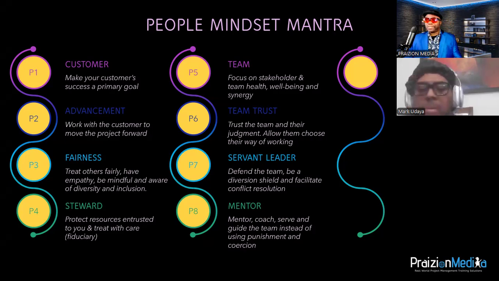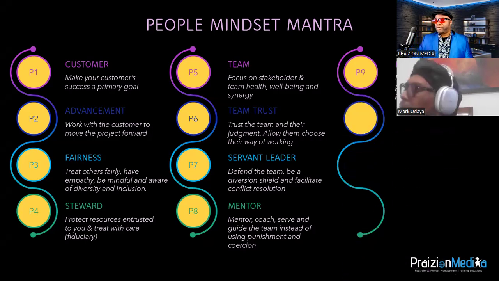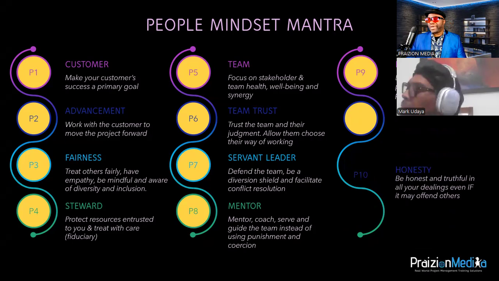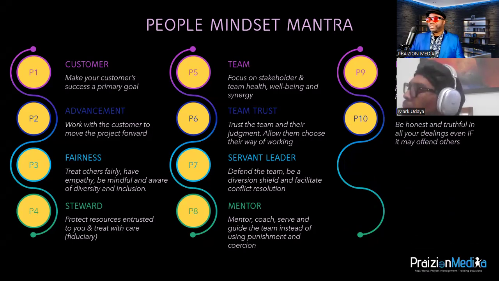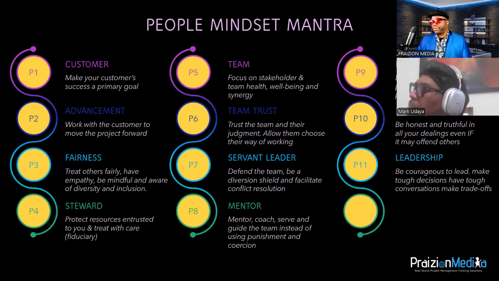Any options that ask you to punish the team, you know those are not the right option to choose. Number 9, integrity. Do not abuse your position or title or be partial in your actions. This is what is going to guide your answers on the exam. Number 10, be honest and truthful, even if it may offend the stakeholders.